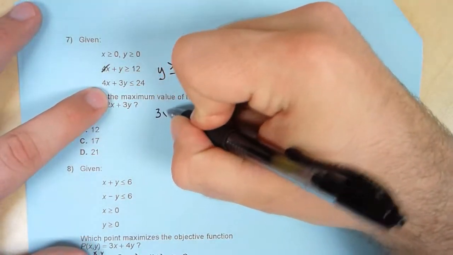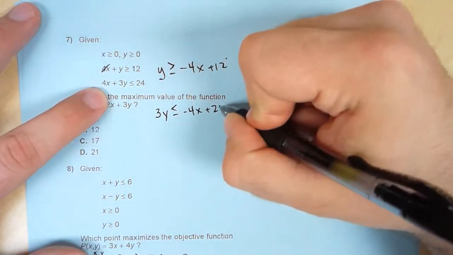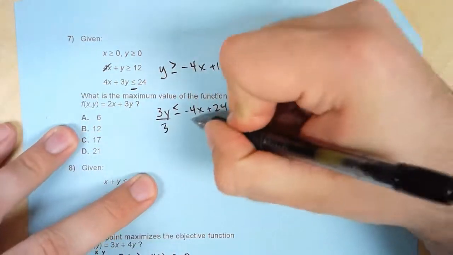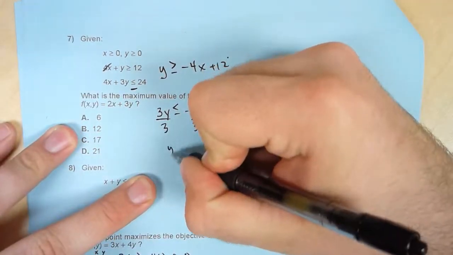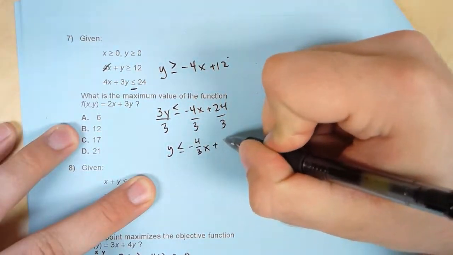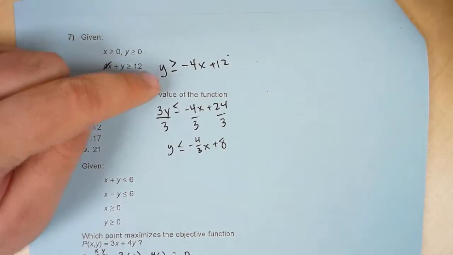And then this other one, I've got a little more work to do. I have to subtract 4x on both sides again. We get negative 4x plus 24. Make sure you pay attention to your inequality direction. And then my last step, divide by 3 everywhere. We get y is less than or equal to negative 4/3 x plus 24 divided by 3, which is 8. Okay, so we've got a y equals and a y equals.